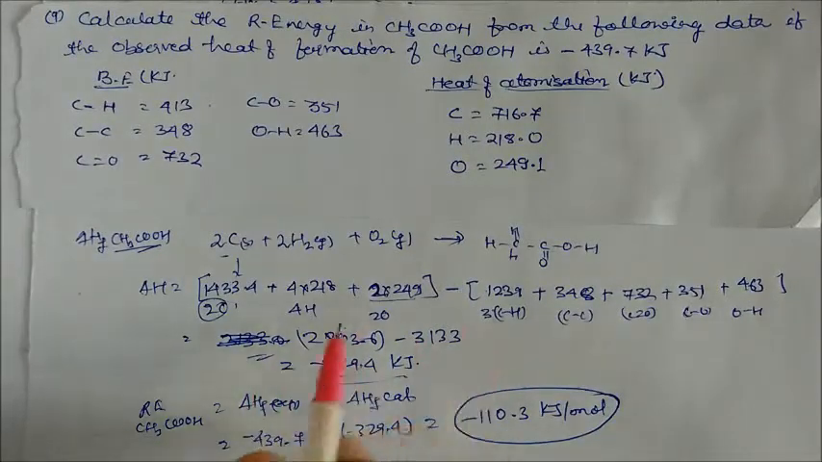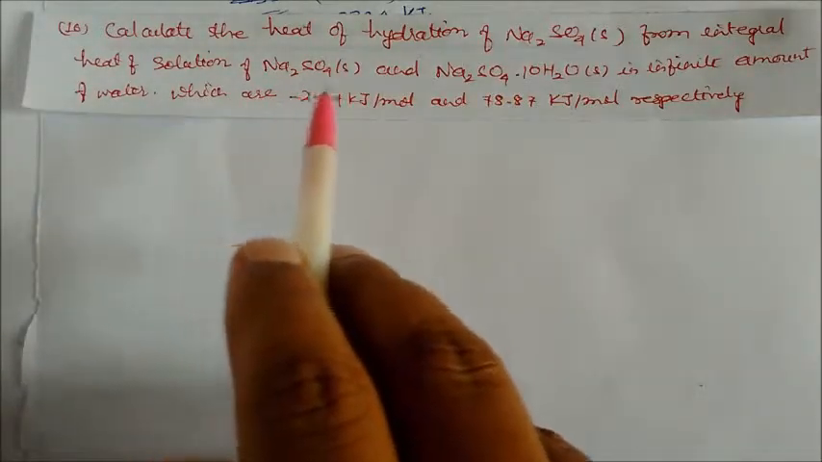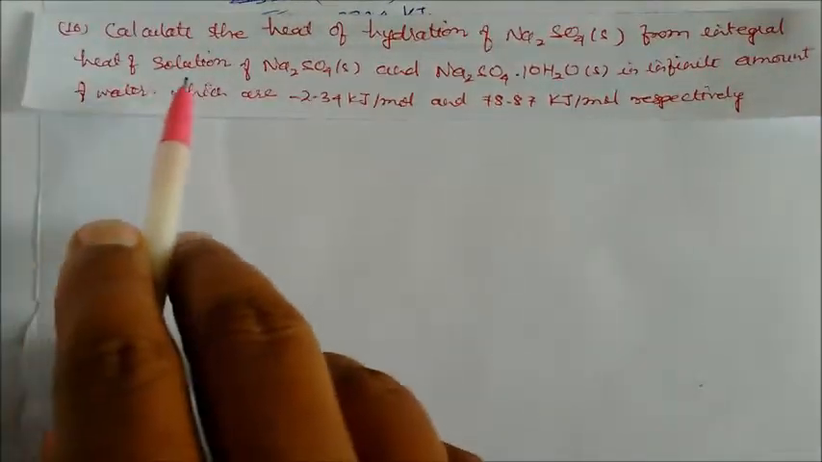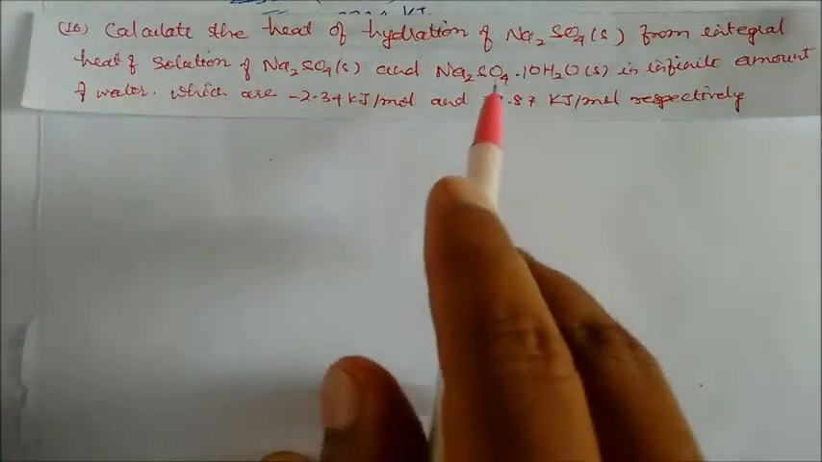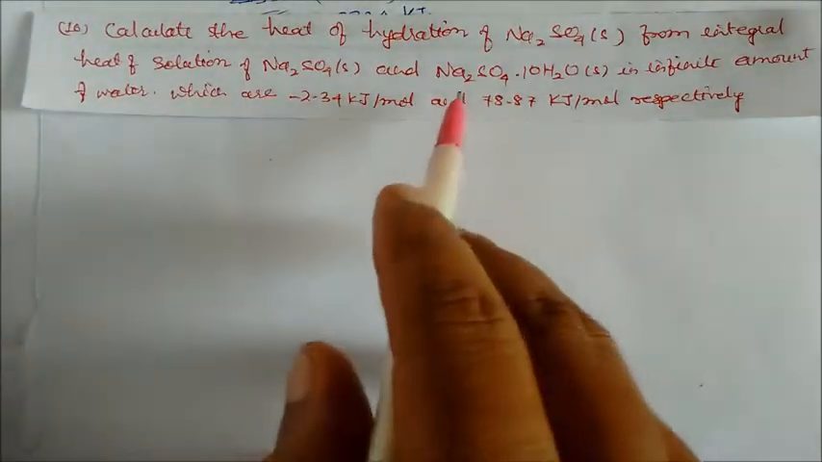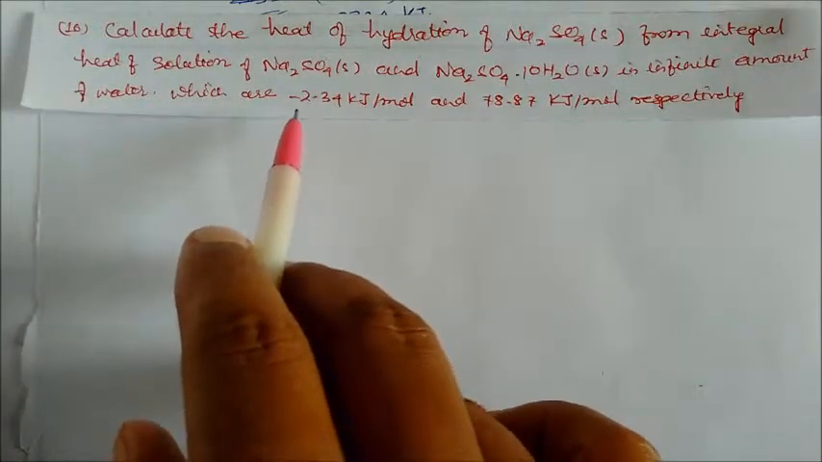So this is the way of solving, reactant minus product. On adding this value, we will get the resonance energy of acetic acid in this question. Next question: calculate the heat of hydration of sodium sulfate from the integral heat of solution of sodium sulfate and sodium sulfate 10H2O in an infinite amount of water. So these two salts are dissolved in infinite water, and they will give you the heat of hydration.